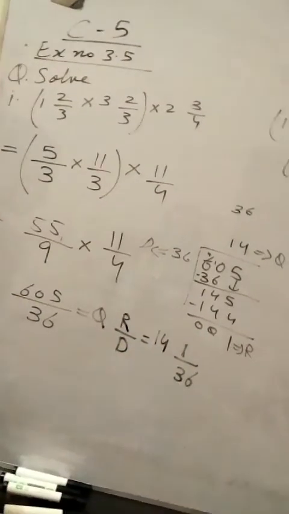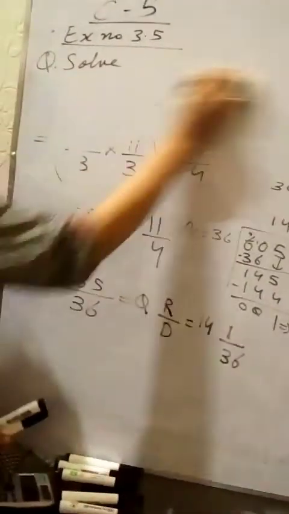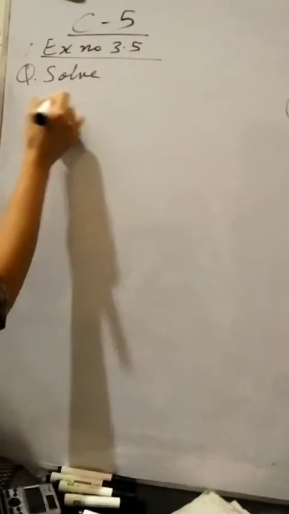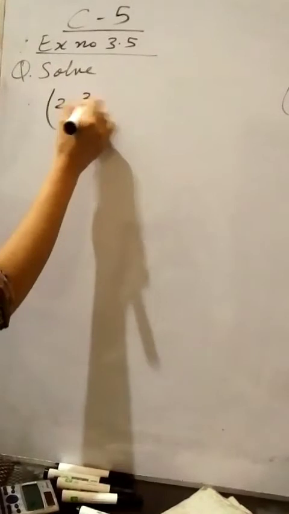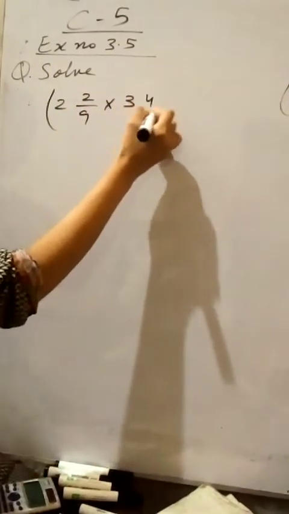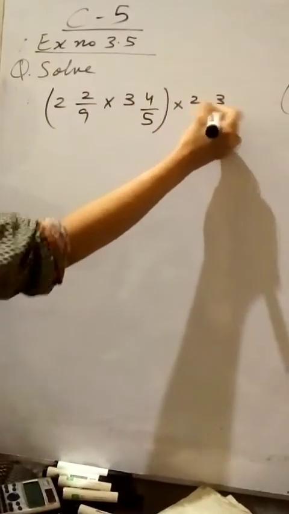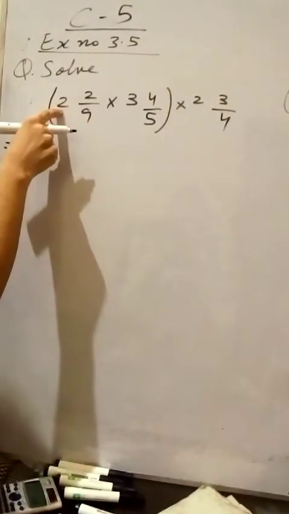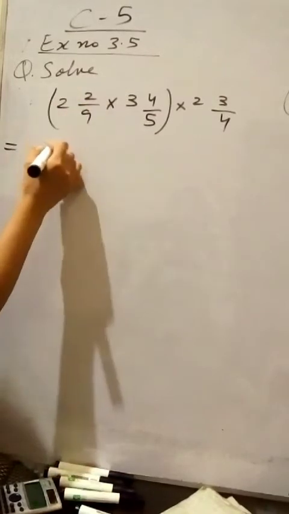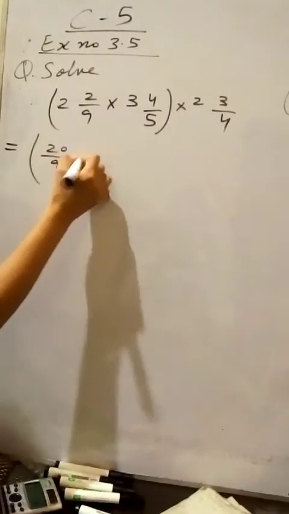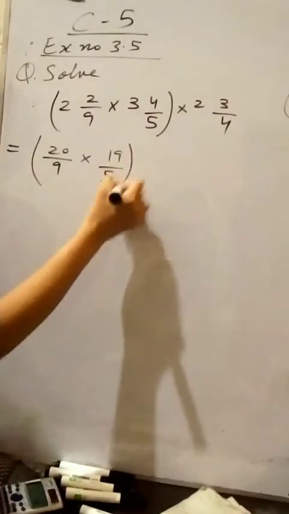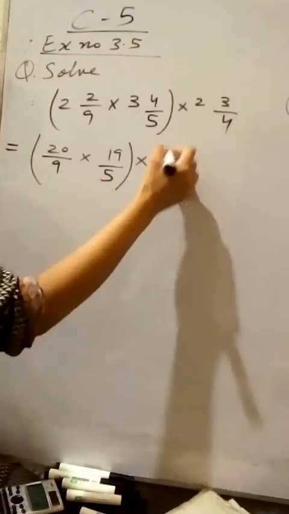Now I am solving another question. The next question is 2 over 9 multiplied by 3 4 over 5 multiplied by 2 3 over 4. First of all, convert into improper fractions. 9 2 times 18, 19, 20. 20 over 9. 5 3 times 15, 16, 17, 18, 19. 19 over 5. 4 2 times 8, 9, 10, 11 over 4.